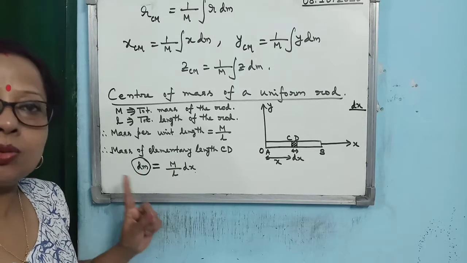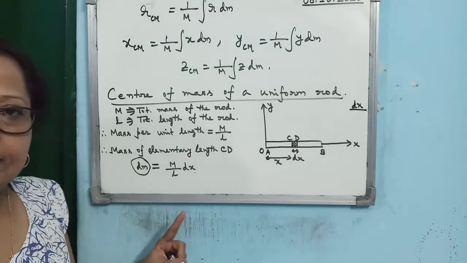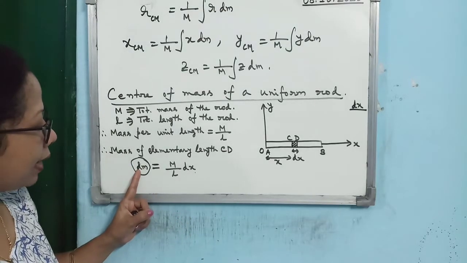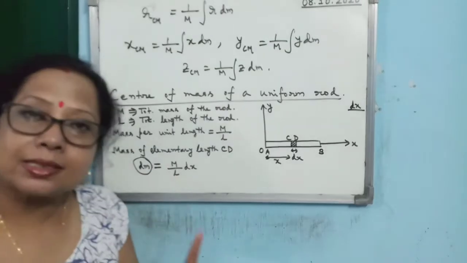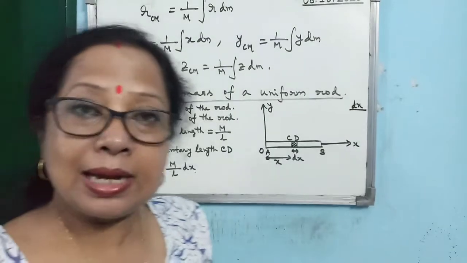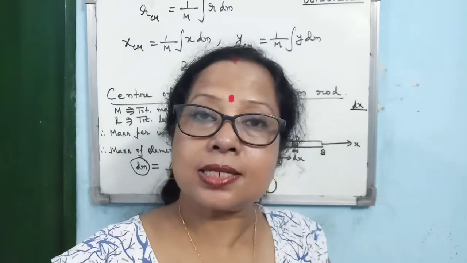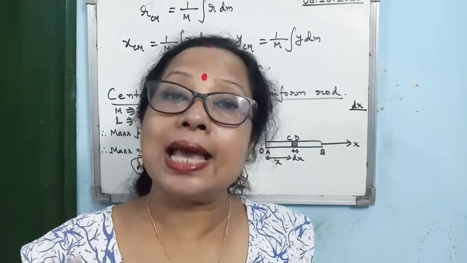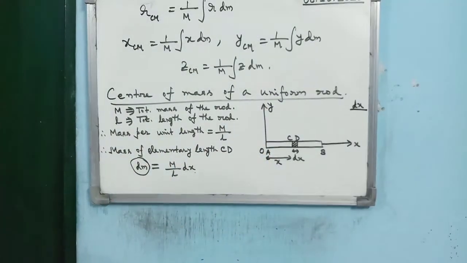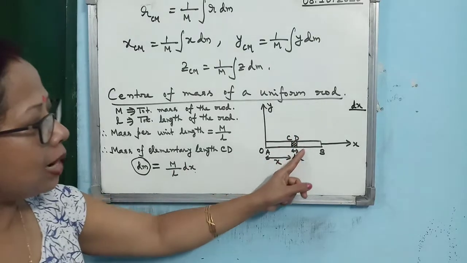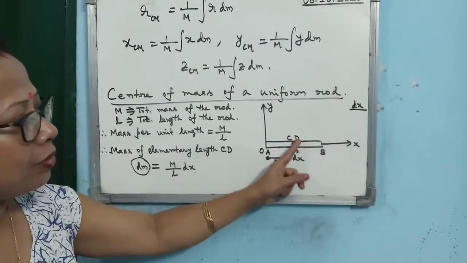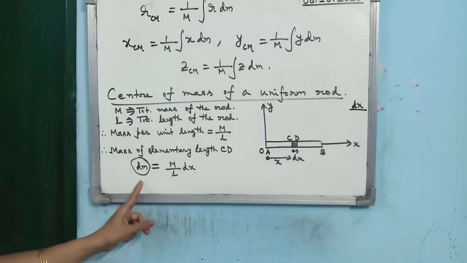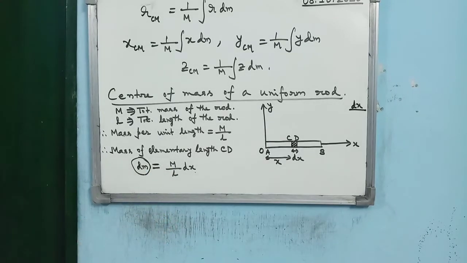I hope girls you are understanding it, following it. The moment you are writing, you are adding small d with it, it means that we are not multiplying d into m. dm together is the symbol to represent a very small mass, elementary mass. So what is the elementary mass, or the mass of the elementary length CD chosen? It is given by dm equal to m by L dx.